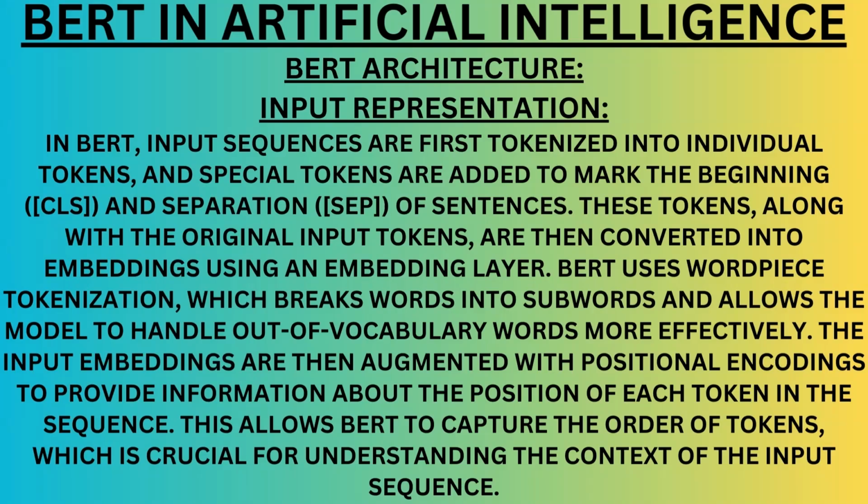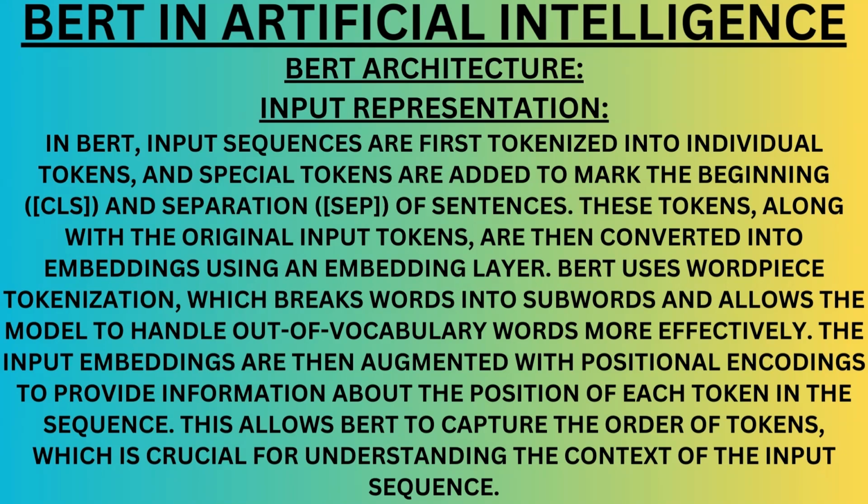BERT architecture, input representation. In BERT, input sequences are first tokenized into individual tokens and special tokens are added to mark the beginning, CLS, and separation, SEP, of sentences. These tokens, along with the original input tokens, are then converted into embeddings using an embedding layer. BERT uses WordPiece tokenization, which breaks words into subwords and allows the model to handle out-of-vocabulary words more effectively.